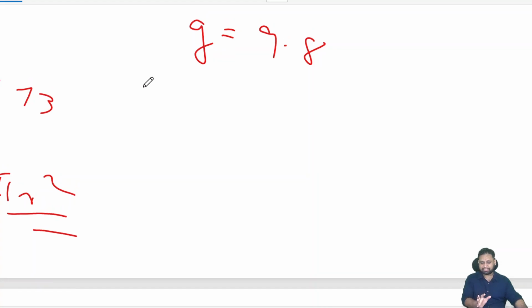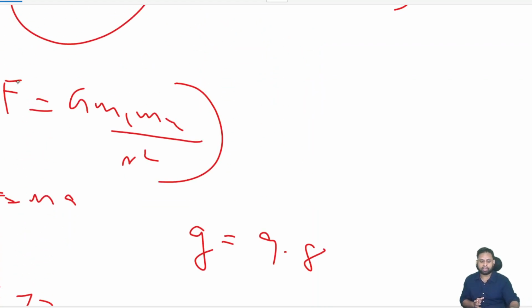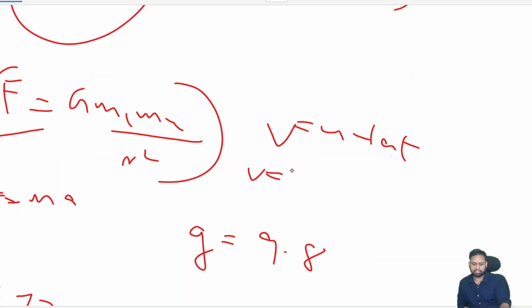What happens in science when you have an equation? You can say it to everyone: this is the equation for gravitation, F is equal to G m1 m2 by r square. Or simply, V is equal to U plus AT, equations like this.